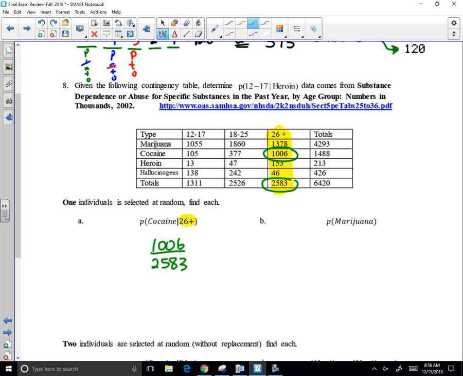As opposed to part B, where it's saying, what is the probability? There's no conditionals here. What is the probability of being a marijuana user? Well, in that case, I would just need to know how many marijuana users there are, not more marijuana than everyone else. Anyway, total, part over the whole.